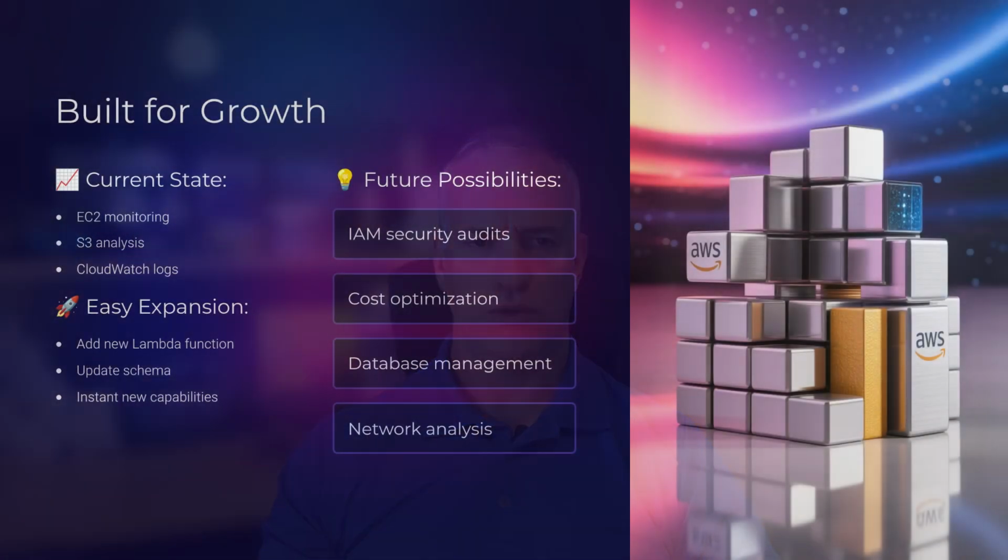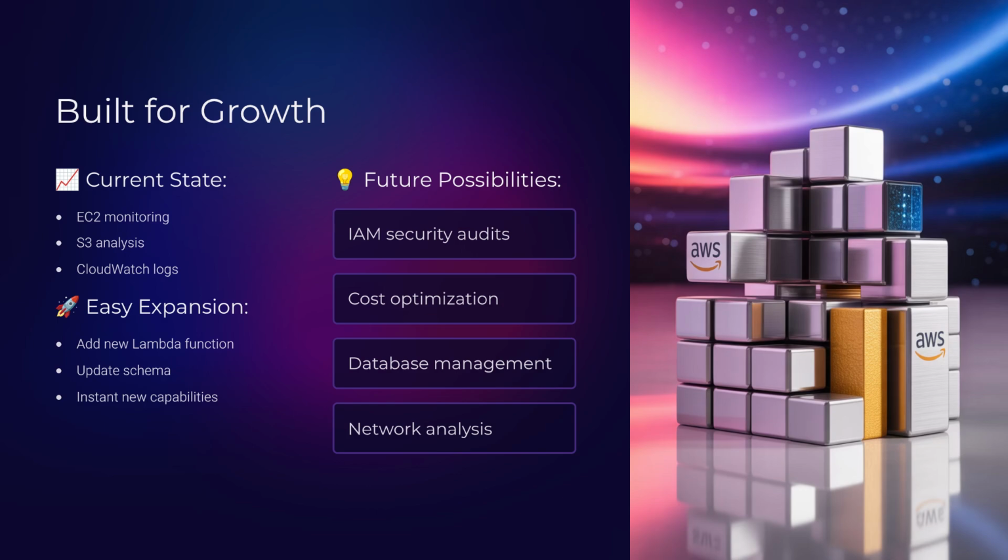Let's just say if you want database monitoring, you add a new Lambda function and update the schema. If you want cost optimization, add cost analysis tools. Each function is a new skill for your agent. The architecture scales from simple monitoring to complex automation. And of course, I'll go into this in future videos and keep adding more to it, so you can see how it works.